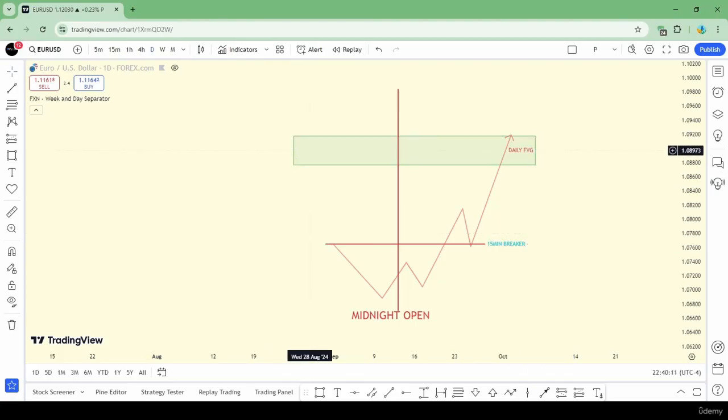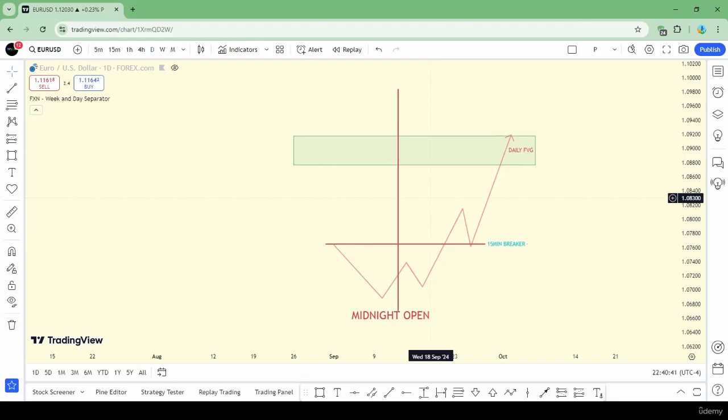So for example, you are going to find that you have the daily fair value gap, and at that daily fair value gap, first the market will not have retested the daily fair value gap. So the draw will be the daily fair value gap. So in this first scenario, the market will be drawing towards the daily fair value gap.